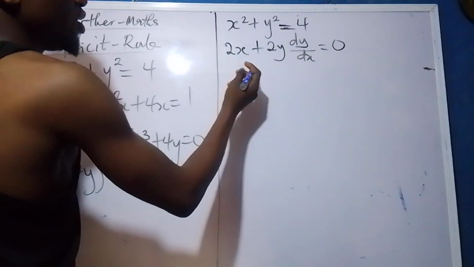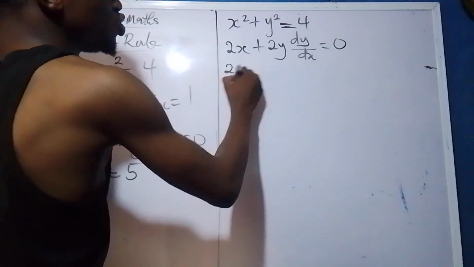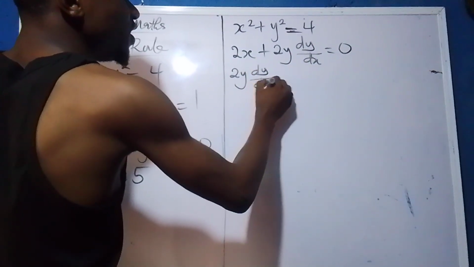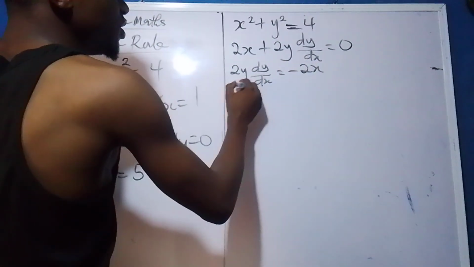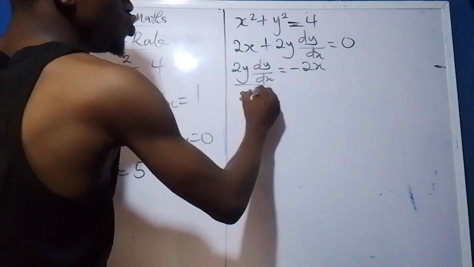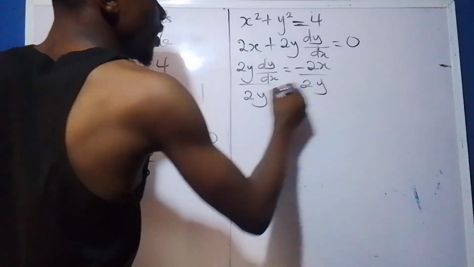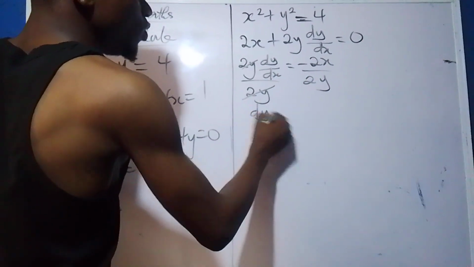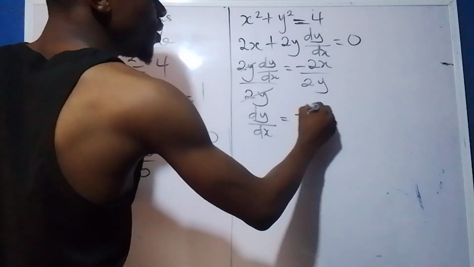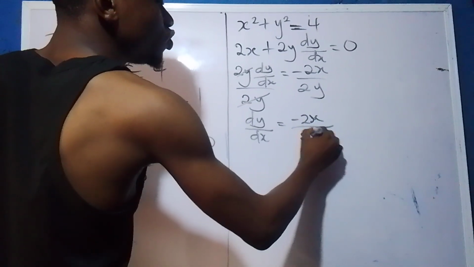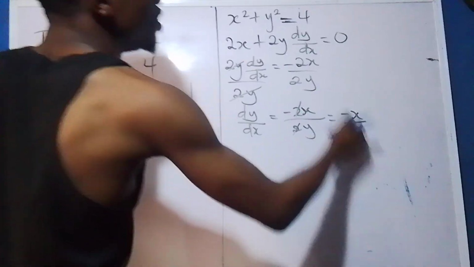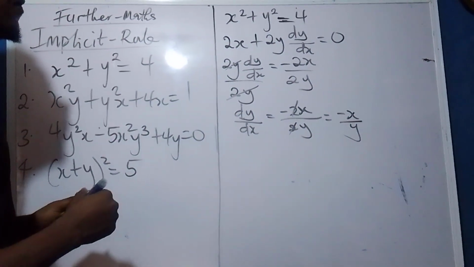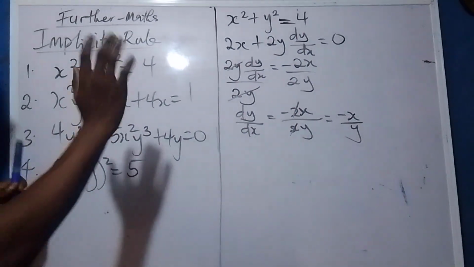So if I bring all these terms together, that is 2y dy over dx equals to, take this to the other side, minus 2x, then divide both sides by 2y, cancel, cancel. So dy over dx is equal to minus 2x over 2y, which is equal to minus x over y. So this is the value of our dy over dx. That is how to do it.